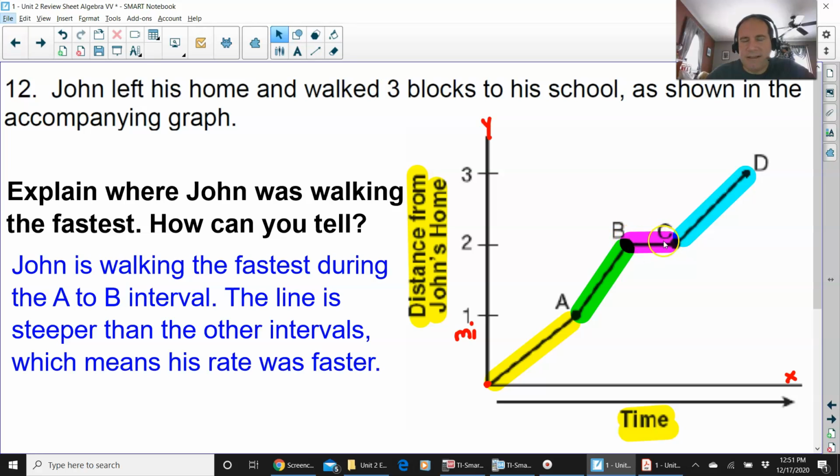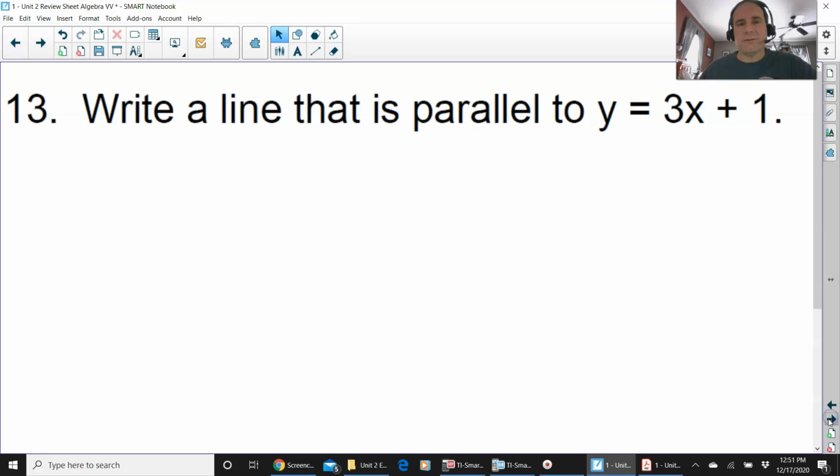Remember, from B to C, that means he's taking a break. Time is going by. No distance is being covered. All right. We always look at those labels.